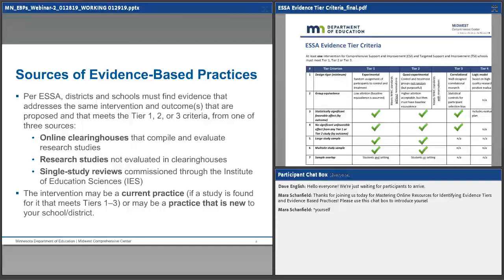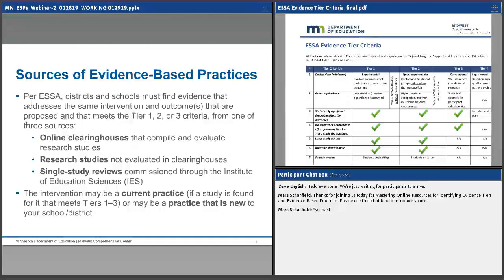You can go into sources like Google Scholar or ERIC, the ERIC database, which has a lot of education studies, and actually look at individual studies, which is a little more advanced, but we're going to give you some tools to start doing that. And then finally, related to that, you can have single study reviews commissioned by the IES, the Institute of Education Sciences. You can do that by talking to the Minnesota Department of Education, or you can talk directly to us, and we'll provide some contact information at the end of the webinar.